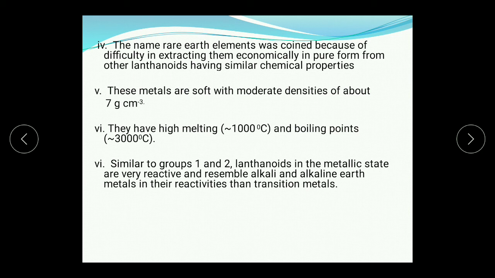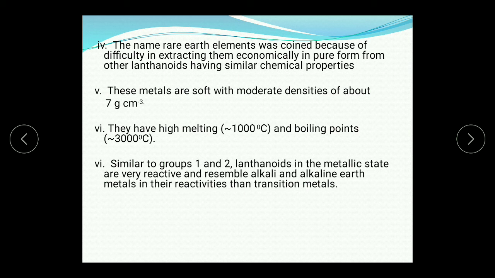alkaline earth metals in their reactivities more than transition metals. Now, similar to groups 1 and 2. In group 1 of the periodic table, which are the elements located? Do you remember? Those are alkali metals. And in the second group, alkaline earth metals are there. And in the third group, inner transition elements are there. So, inner transition elements are near to s block elements. Transition elements, that is d block elements, are located in 10 different groups.